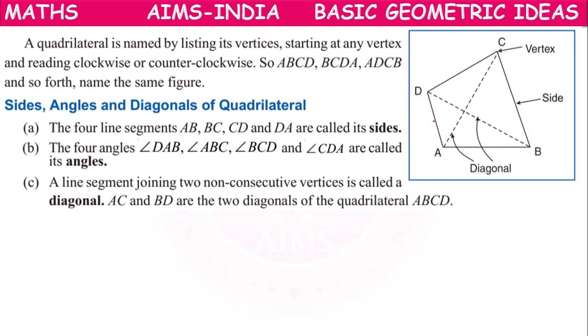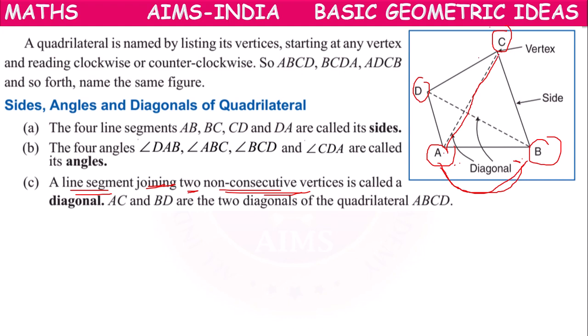And along with 4 sides and 4 angles, the line segment joining the two non-consecutive vertices. So here A is one vertex, B is one vertex. These two are consecutive vertices, whereas A and C are non-consecutive vertices because they are not immediate next to each other. So A and C are non-consecutive vertices. In the same way, B and D are non-consecutive vertices.